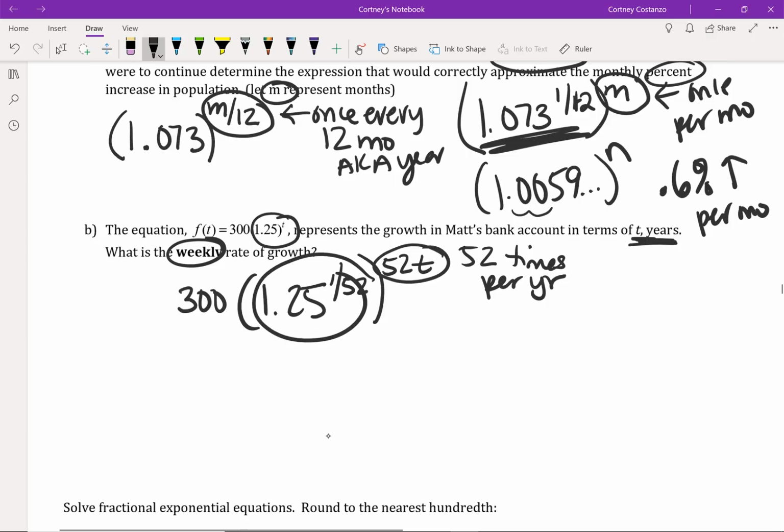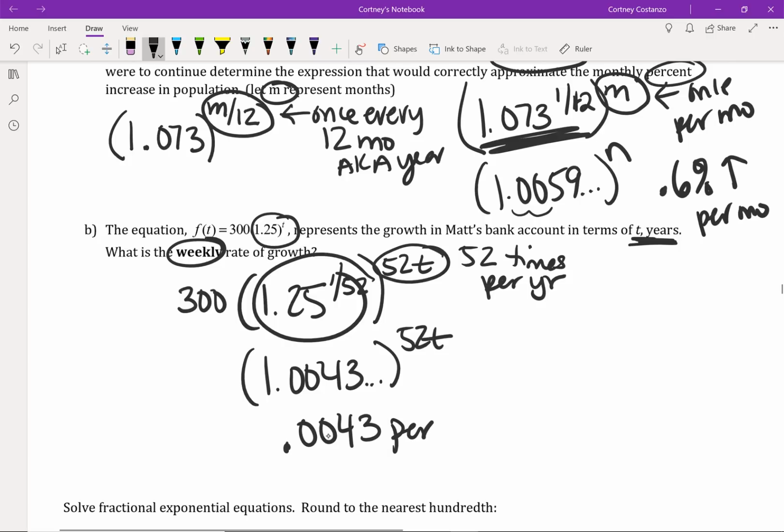So again, I type that in my calculator, I get 1.0043... And so if it's asking for the weekly rate, the rate it's growing each week is this. And if it ever asked for the percent it's growing each week, it would be 0.43% growth per week.